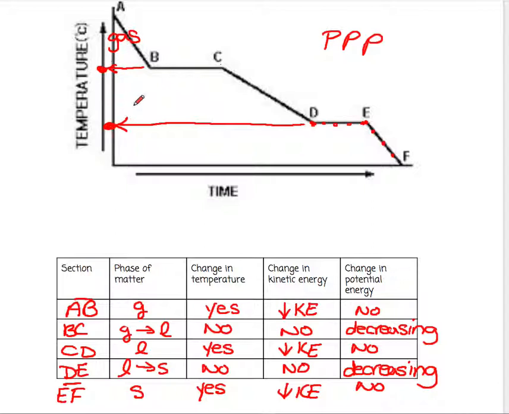Okay? If it was a heating curve, if it was going up this direction, then this would be the melting point, and this one would be the boiling point. Depending on which direction you're reading: if the graph is cooling off, you're freezing; if the graph is warming up, you're melting. I hope that makes sense.